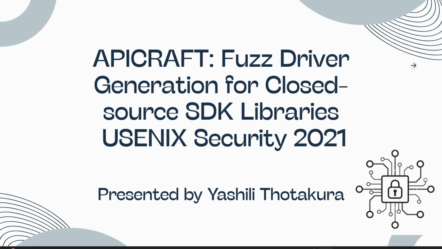This paper focuses on improving how we test software libraries for vulnerabilities, especially when the libraries are closed source, meaning we cannot see their internal implementation. The key idea of the paper is a system called APICraft, which automatically generates fuzz drivers that allow fuzzing tools to test these libraries more effectively.